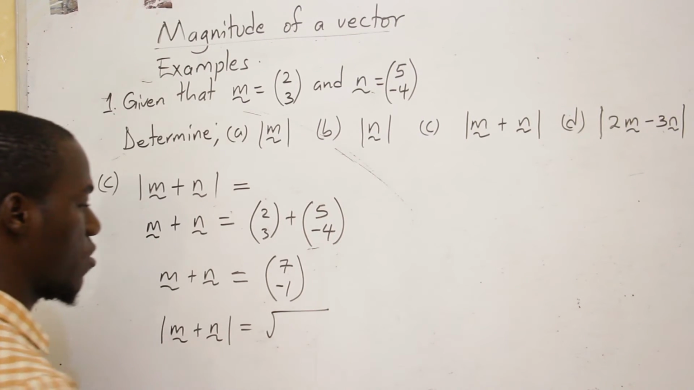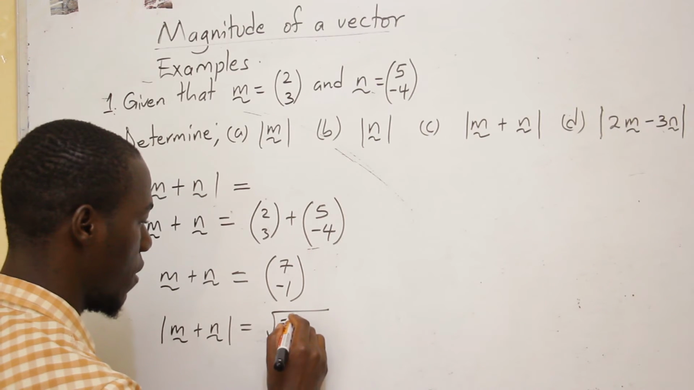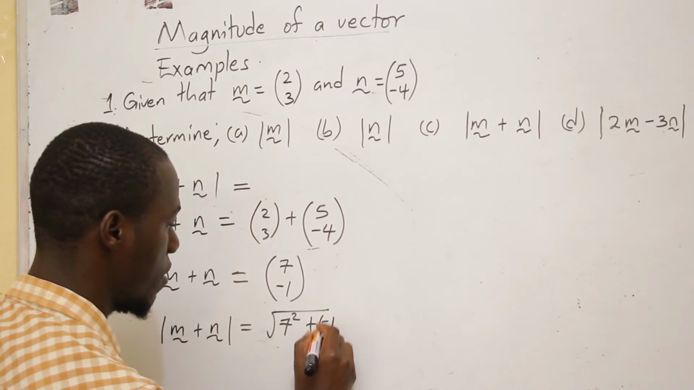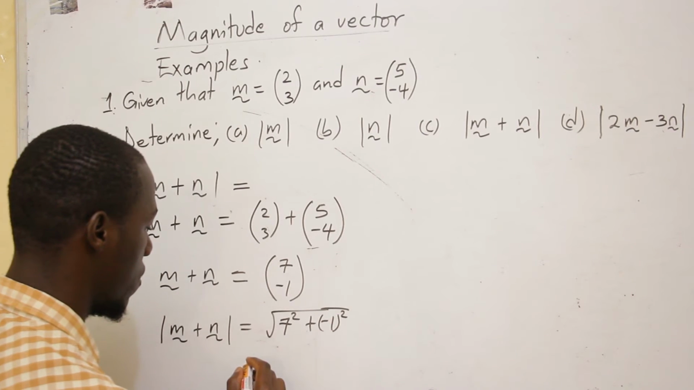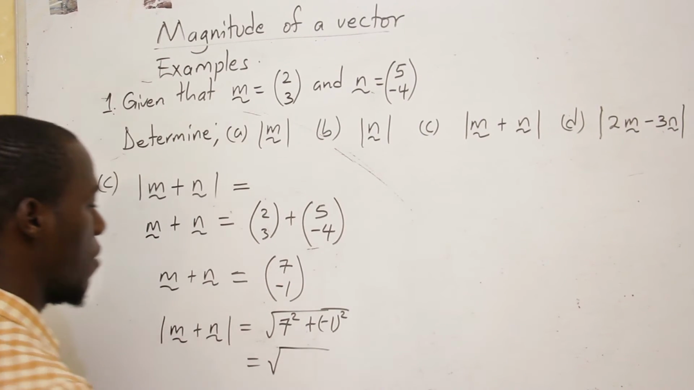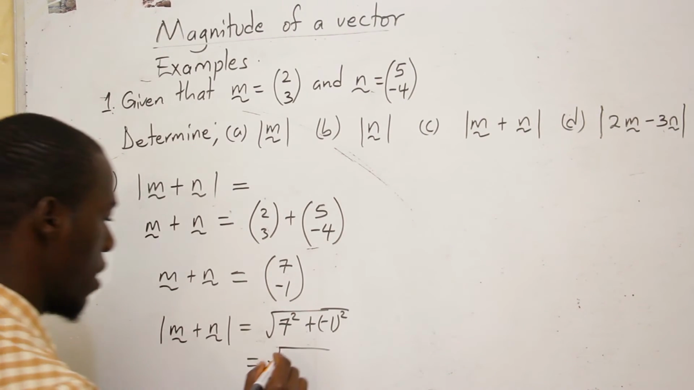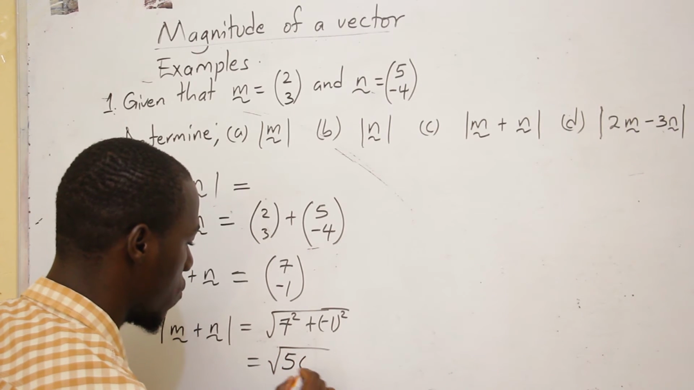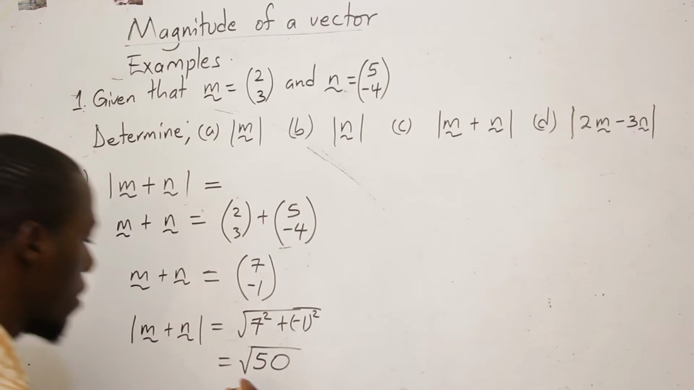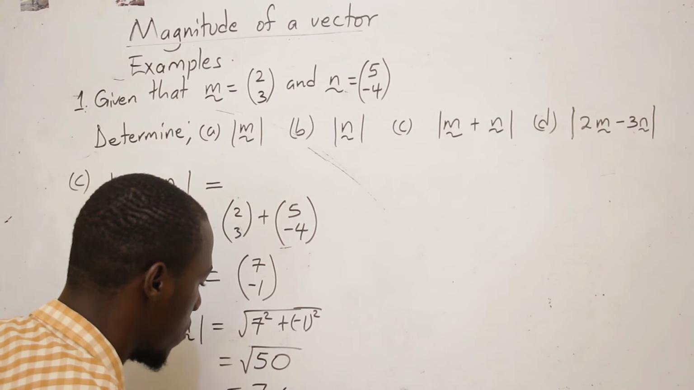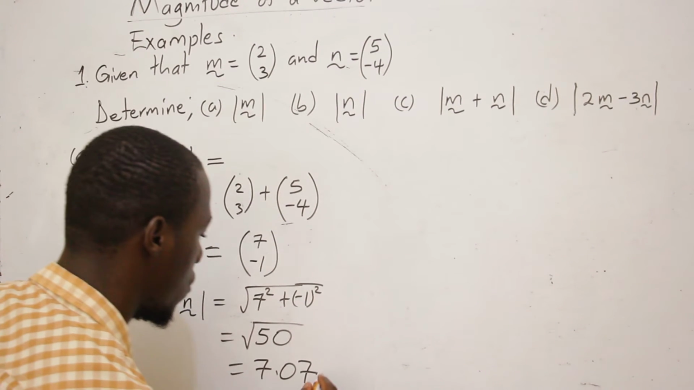Therefore, its magnitude is going to become square root of 7 squared plus negative 1 squared. 7 squared is 49 plus 1 squared is 1, which is the square root of 50, and I get 7.07 units.